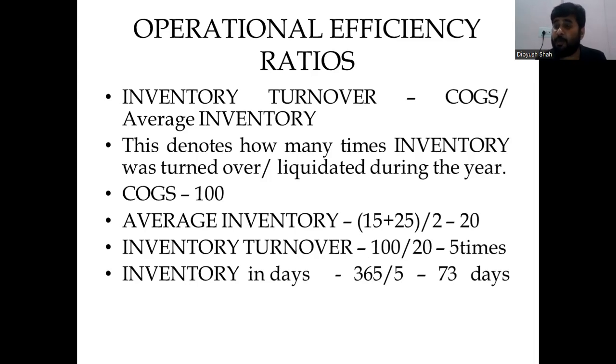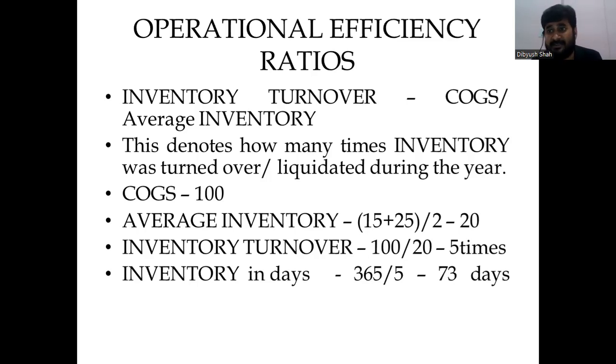So this is what we are looking at, and it's very evident. I can also show it to you. This denotes how many times inventory was turned over or liquidated. How many times I was able to clear out my entire inventory during the year. I have assumed a cost of goods sold of 100. I took average inventory of 15 plus 25, opening and closing. Did a simple average. I arrived at 20. So my inventory turnover was 5 times according to the formula.